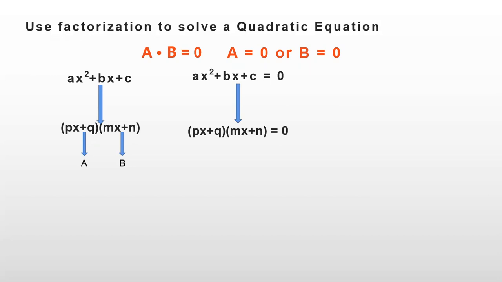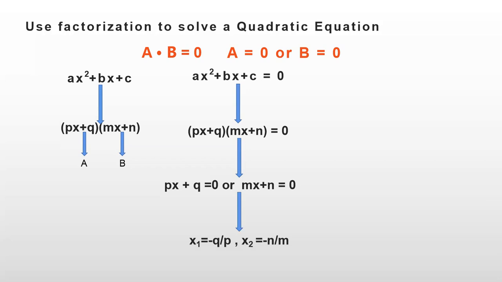And therefore, if we define px plus q as a and mx plus n as b, then a times b is 0. So a or b is 0, which means that either px plus q is 0 or mx plus n is 0. If you think about it, we just turned something that has an x squared into two equations without x squareds, which both should be solvable, which would then lead to x1 being negative q over p and x2 being negative n over m.